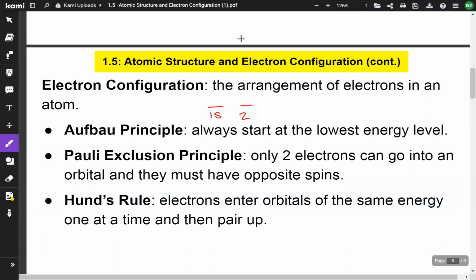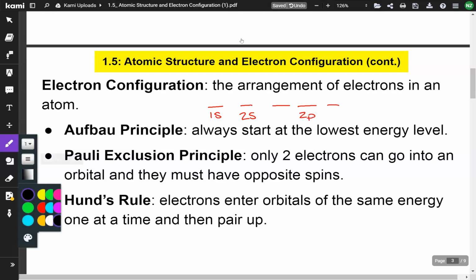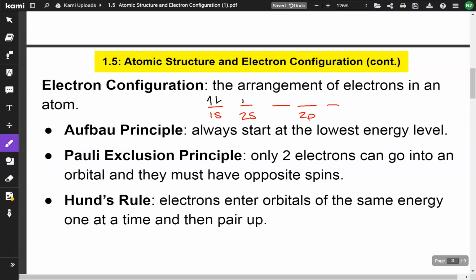So let me just give you an example here. If I were filling this in with electrons, I would always want to start with my 1s orbital before moving on and filling anything else. If I started in the 2s orbital, that would violate the Aufbau principle.